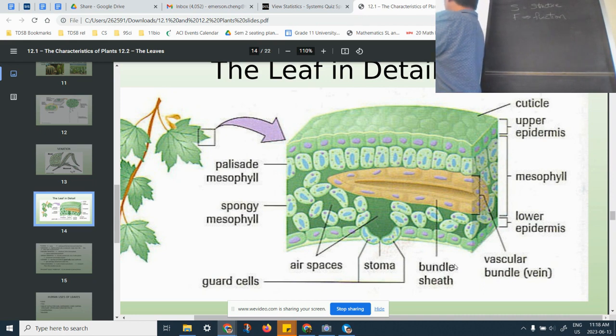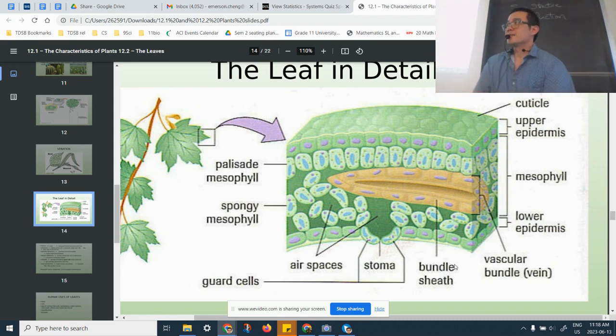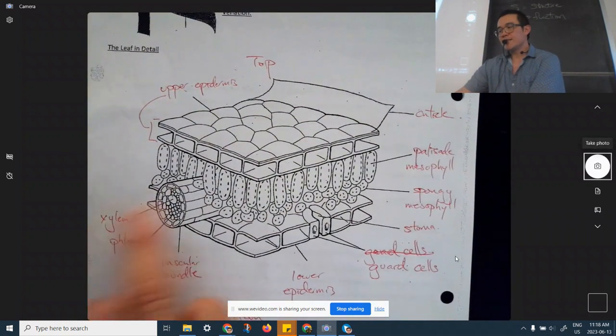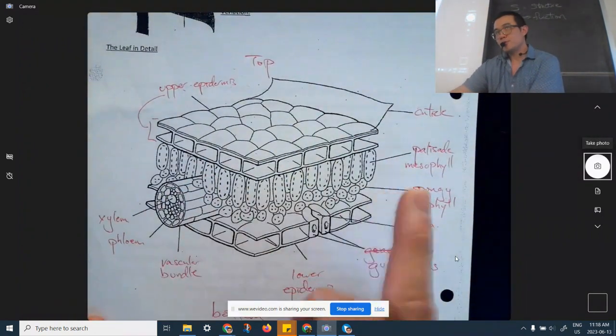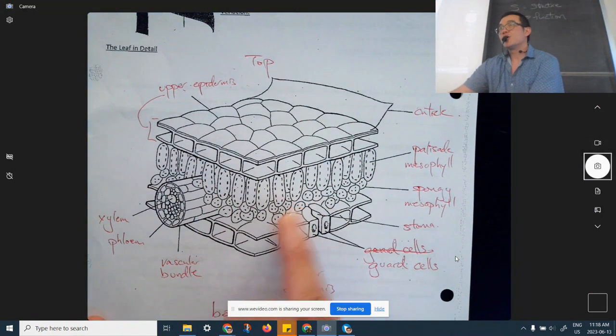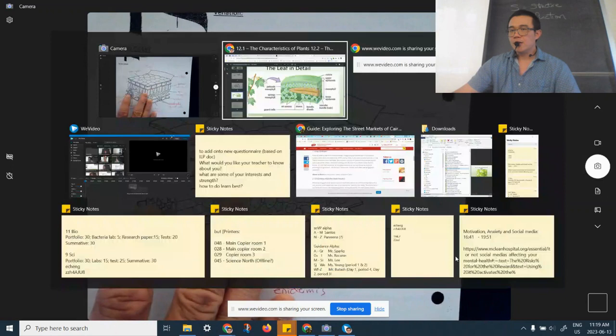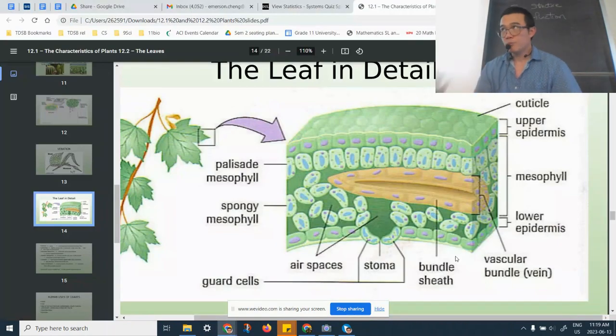Okay? And this part here, the vascular bundle, this is the part where the xylem and phloem are. Water will go through the xylem to get transported to the leaves, and the sugar that's generated from photosynthesis will get sent out through the phloem. Questions? All right, make sure you know this part and this part. This is quite an important portion, okay?